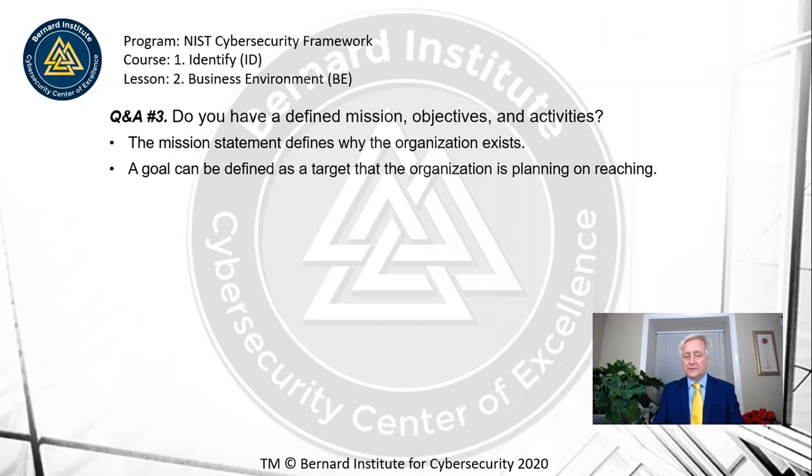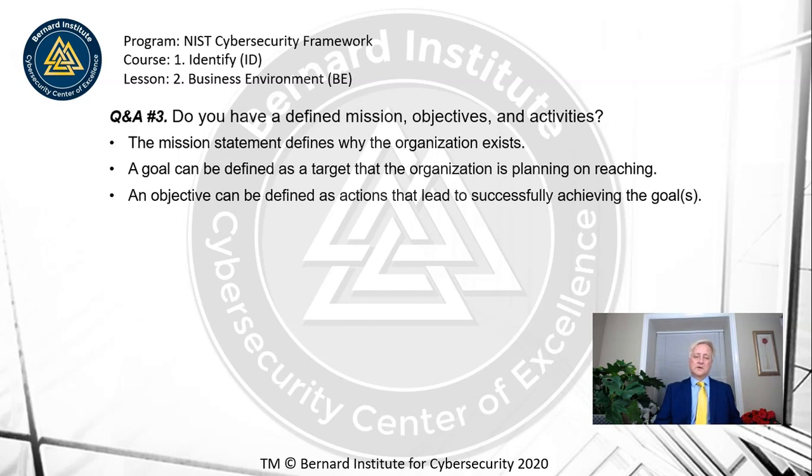A goal can be defined as a target that the organization is planning on reaching. So goals and objectives are slightly different. A goal is a target. It's a bullseye. It's like we talked about the goals for each of these lessons. Whereas an objective is a goal plus a strategy on how to reach the goal. Objective can be defined as the actions that lead successfully to achieving the goal.